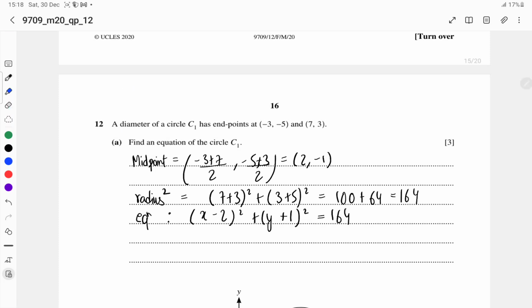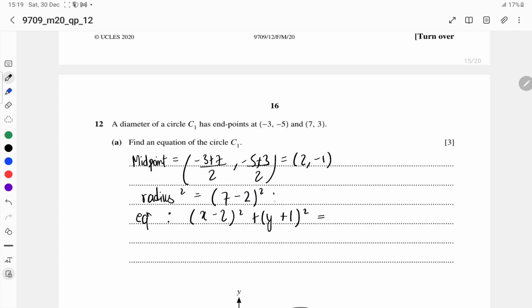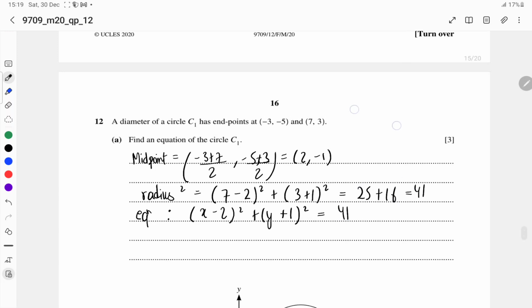Oh, I need to find the radius, but I found the diameter, right? So I'm sorry. I found the diameter squared, so I need to find the radius. So this is not how we do it. The radius squared is given by (7 − 2)² + (3 + 1)². 5 squared is 25, and 4 squared is 16. 25 plus 16 is 41, right? So it should be 41 over here.